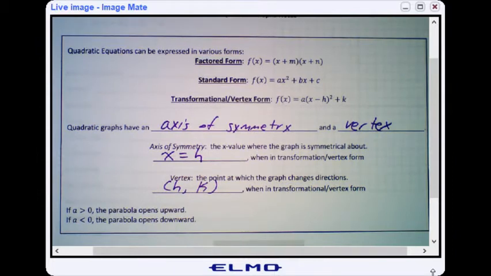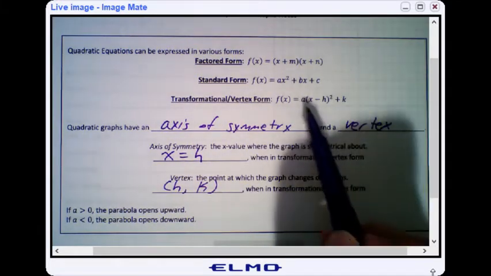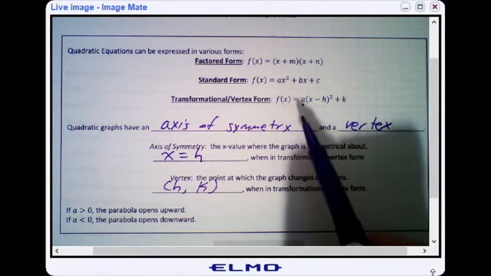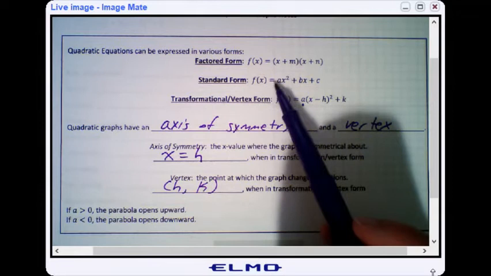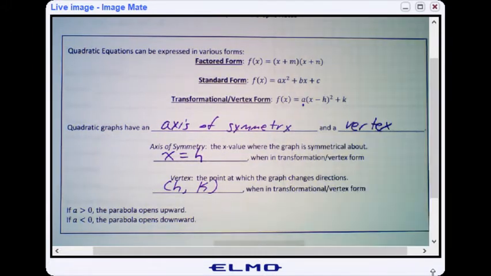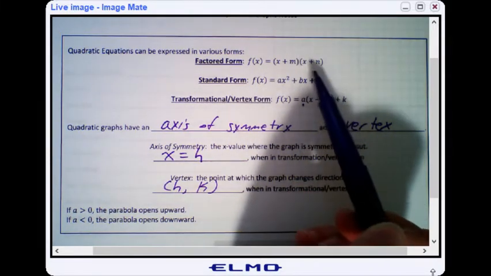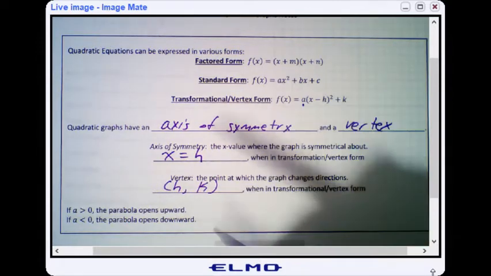If a is greater than 0, the parabola opens upward. If a is less than 0, the parabola opens downward. So if it's in transformational form, if that is positive, it will open upward. If it's negative, it opens down. In standard form, we look at whatever's in front of x squared. So if it is positive in front of x squared, it opens up. If it's negative in front of x squared, it opens down. In factored form, we usually look on the outside of the parentheses as long as our x's are positive inside. If there's a negative outside, then it would open down. If it's positive, it opens up.